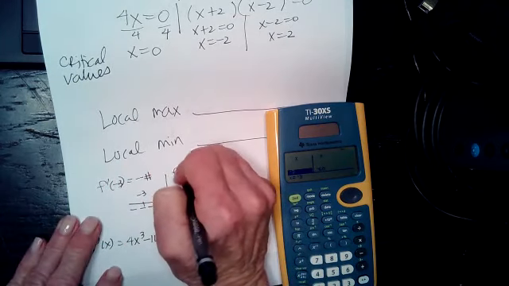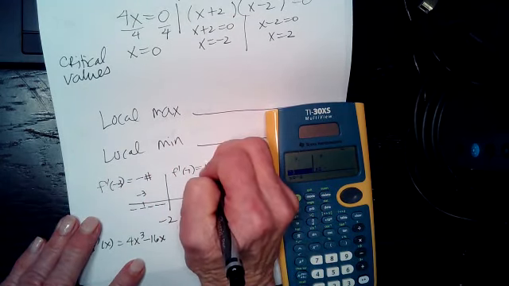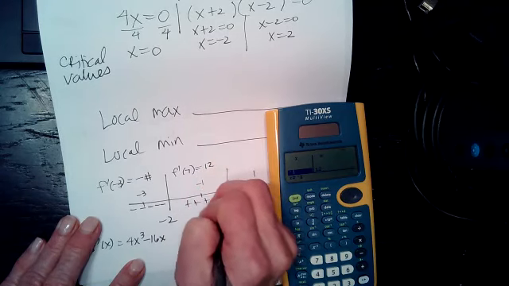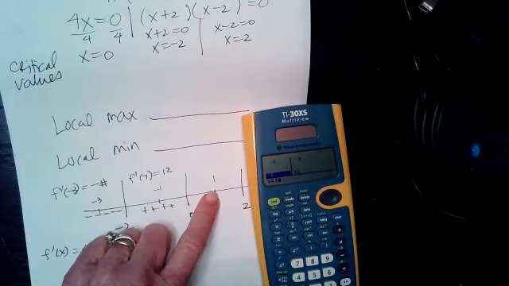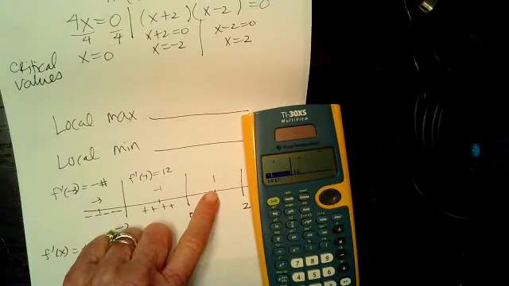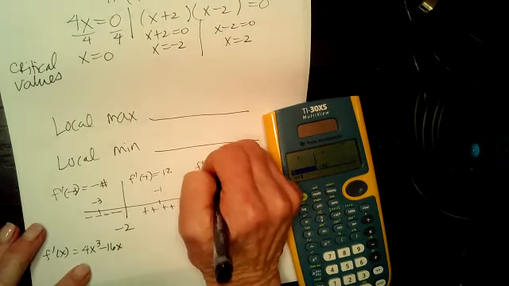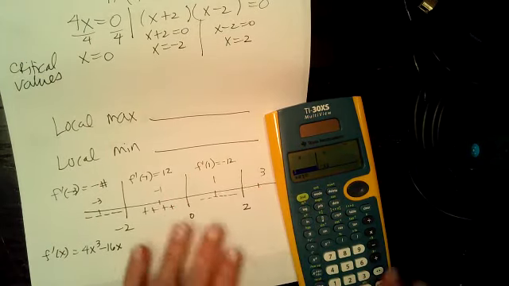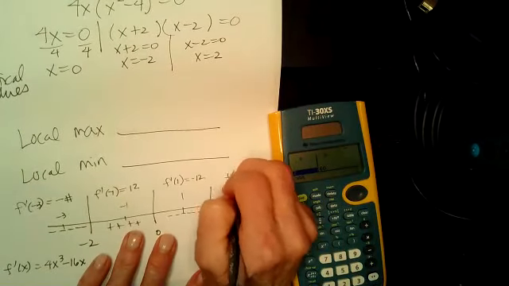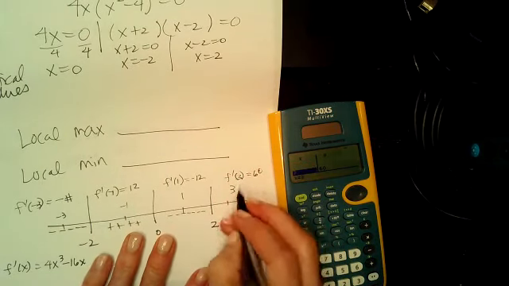And f prime of negative 1, let's do negative 1 and enter, is positive 12. And all we care about is that it's positive. Okay. And then let's put my next test number in, 1. And I get negative 12. All I care about is that it's negative. And let's put in 3. So f prime of 3 is positive 60, and all I care about is that it's positive.